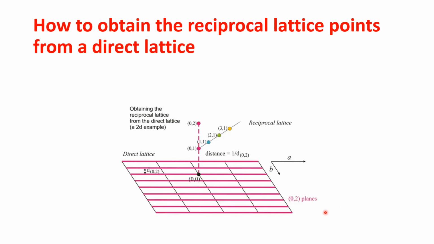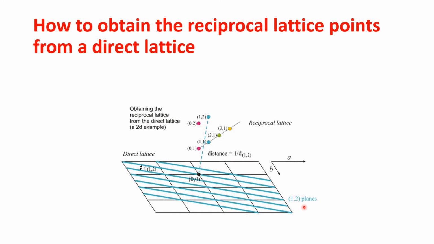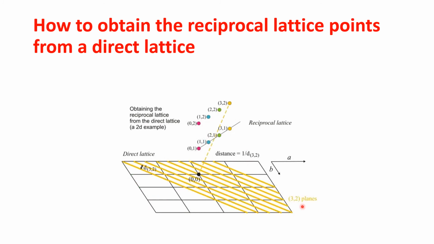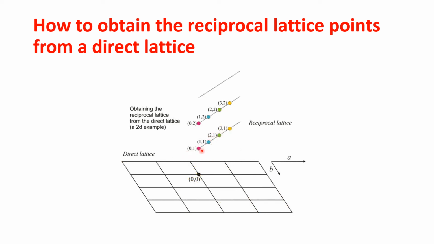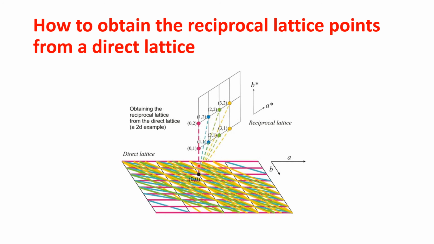Here, as the index of the plane increases, like 1, 2, 3 along the x-axis or along the y-axis, the interplanar spacing between the planes goes on decreasing, and the planes start to crowd in the real lattice. That is shown in detail.